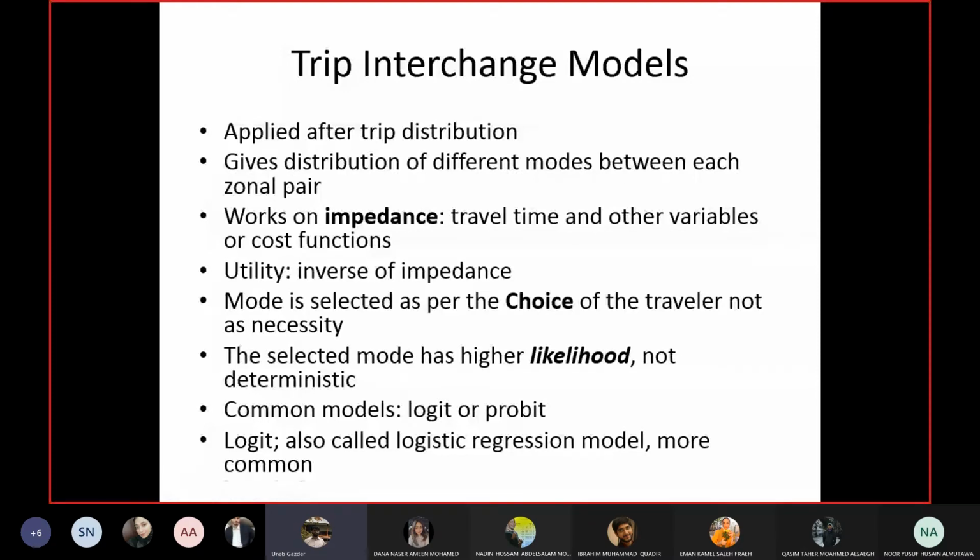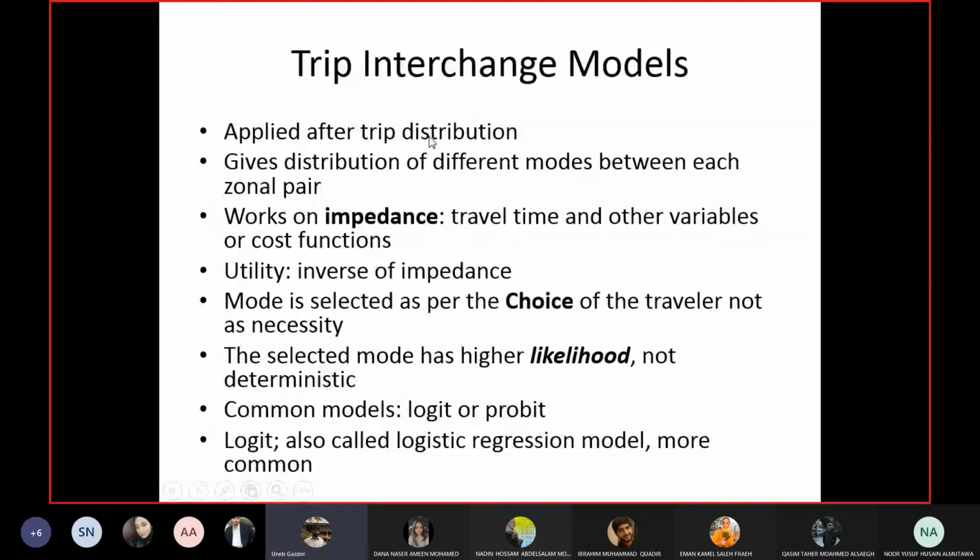I will upload one sample, so that you can have an idea. I was mentioning that the mode which has higher chances will be selected by us. By us, I mean transportation planners, that the traveler is going by this mode.